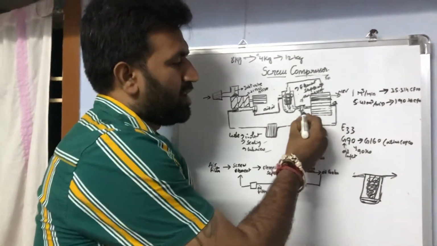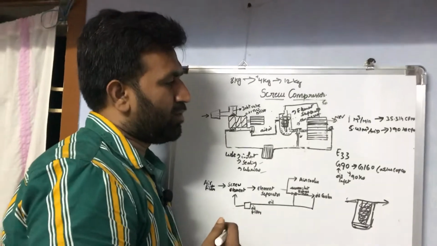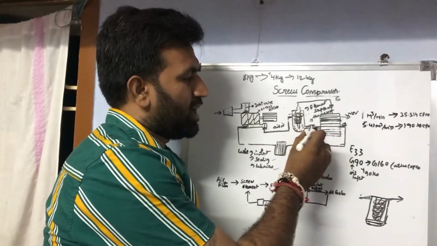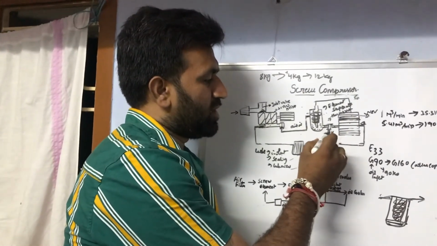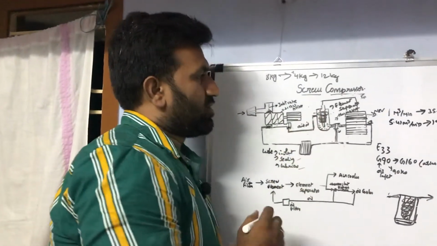This is a thermostat valve which operates when the oil temperature is above 80 degrees; it opens and the oil passes through the coolers. When the temperature is below 80 degrees, it will be in closed position and the oil gets bypassed through this oil filter. This is the screw compressor.